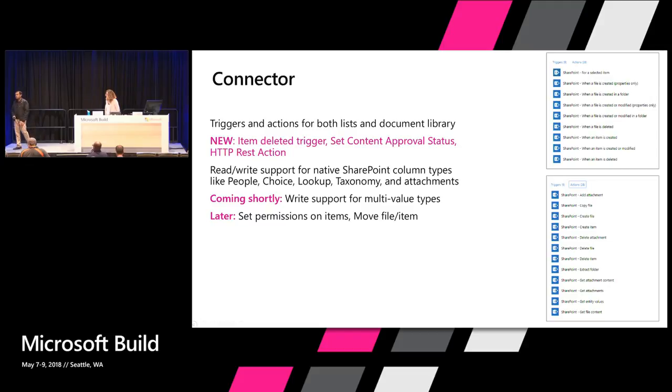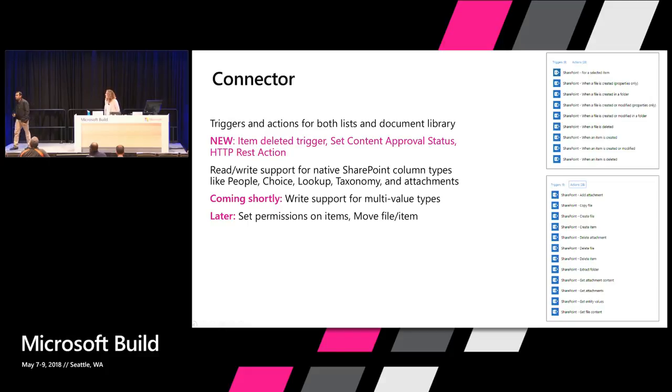A new thing that we just introduced a couple of months ago is the ability to change your content approval status. For those of you that have content approvals turned on in your lists and libraries, you can now update the status programmatically through Flow. And just last week, we added an HTTP REST action. What that allows you to do is now you can essentially connect to any REST API exposed by SharePoint. So if there's something that's not exposed in our list of triggers and actions, by all means, you can use the HTTP REST action to go in and fill that need.